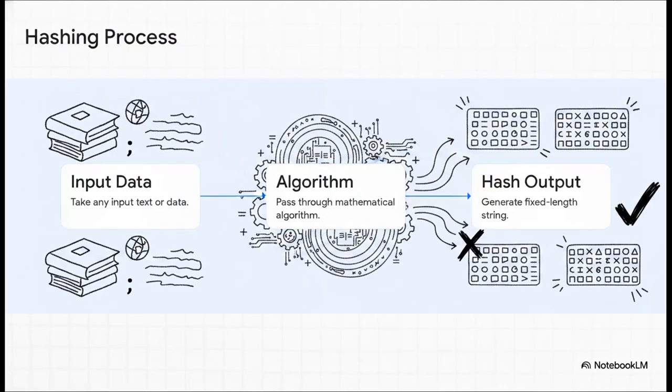Now, let's talk about hashing, which is the absolute backbone of blockchain security. You can take any input data, like a single word or even an entire encyclopedia, and pass it through a mathematical algorithm.